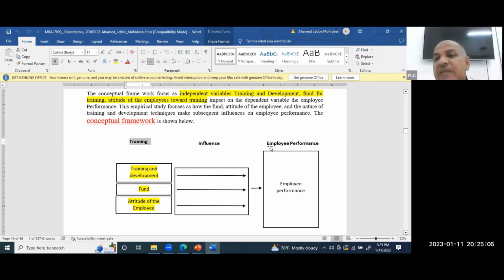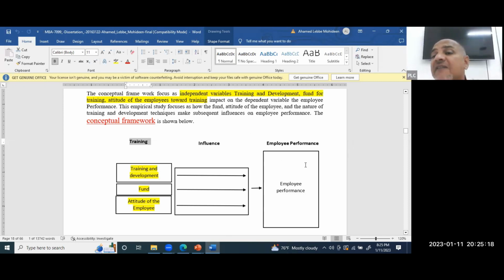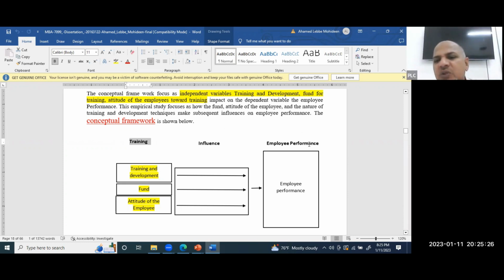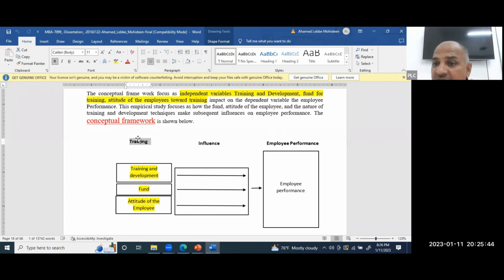Which is the depending one? Which depends on training? Employee performance. So this is what you call the dependent variable. Employee performance depends on training. Now, what is independent? Not depending: training. Clear? The variables we can now divide into two: dependent variables and independent variables. Is that clear?